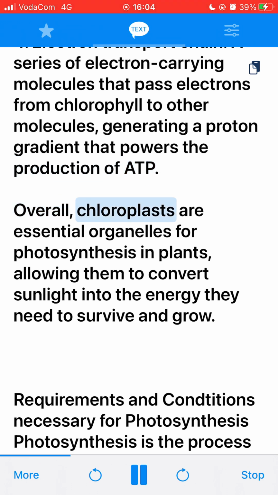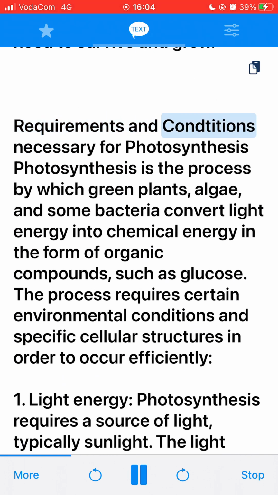Overall, chloroplasts are essential organelles for photosynthesis in plants, allowing them to convert sunlight into the energy they need to survive and grow. Requirements and conditions necessary for photosynthesis. Photosynthesis is the process by which green plants, algae, and some bacteria convert light energy into chemical energy in the form of organic compounds, such as glucose. The process requires certain environmental conditions and specific cellular structures in order to occur efficiently.